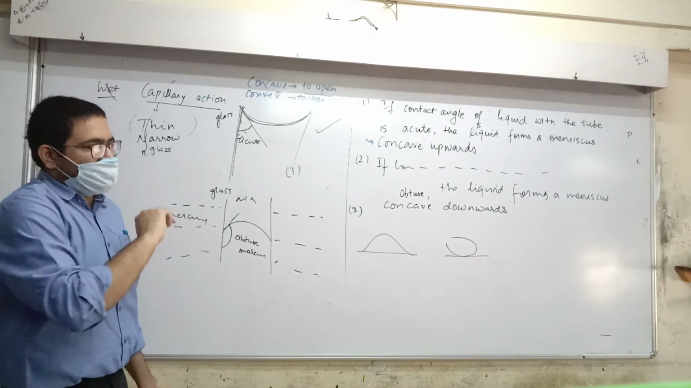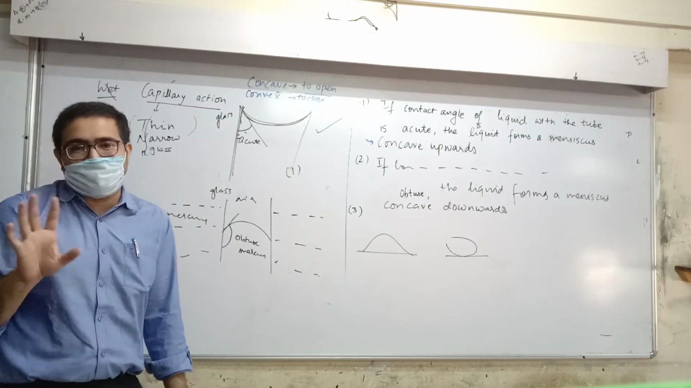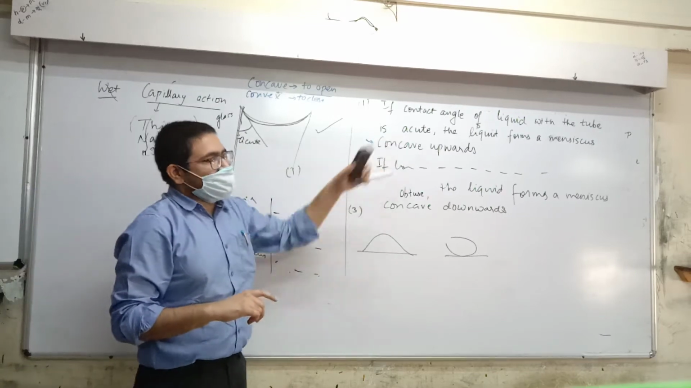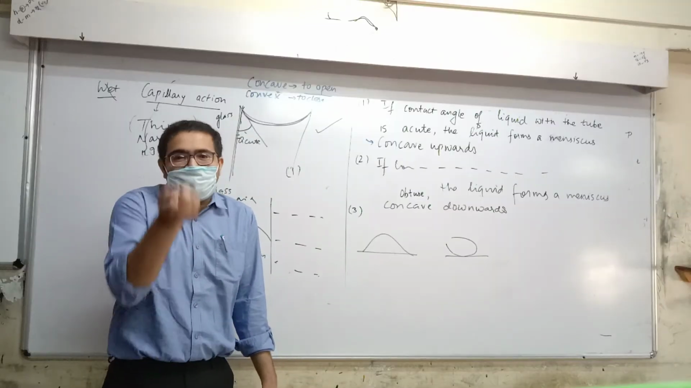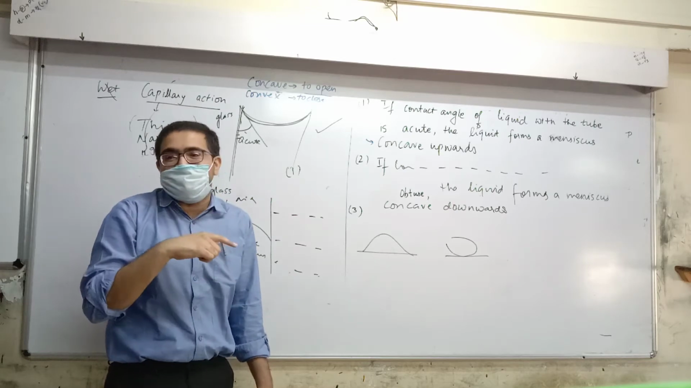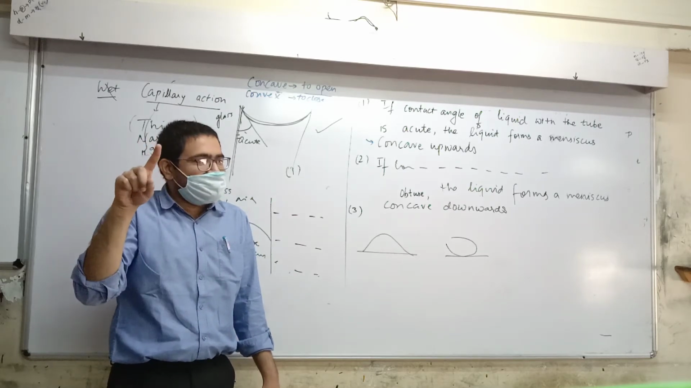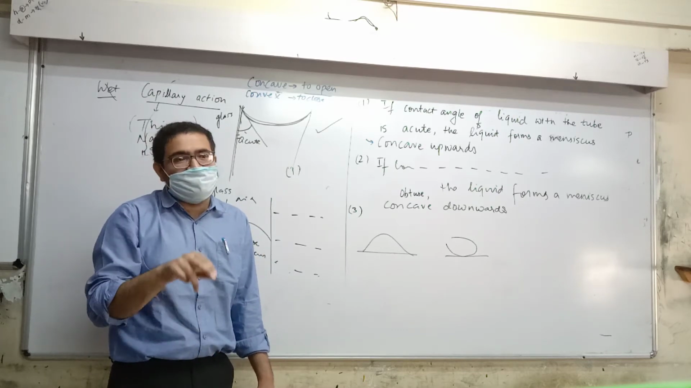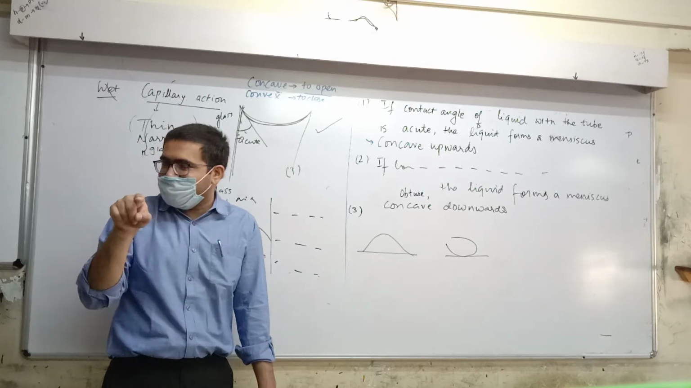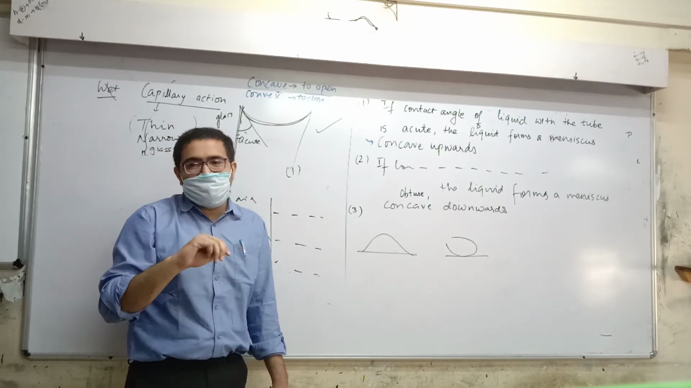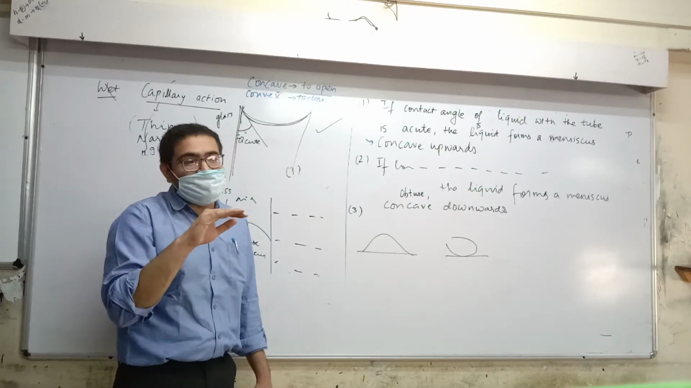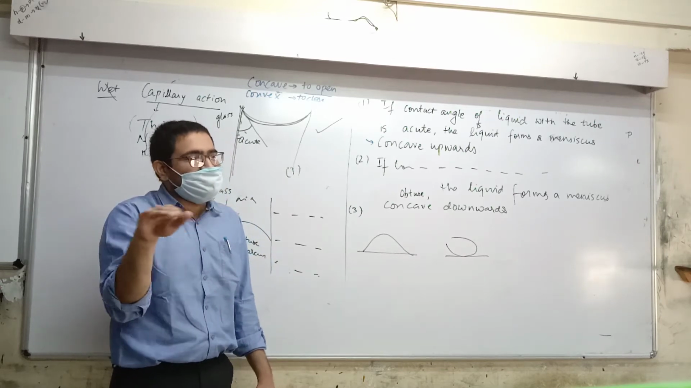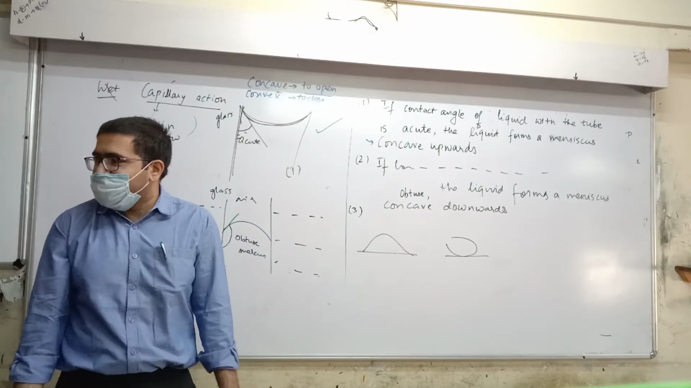So now we have talked about 6 sentences and 6 diagrams. One: if the contact angle is acute, the liquid will rise in the tube and the meniscus is concave upward. Second: if the contact angle is obtuse, then the liquid will fall in the tube and the meniscus is concave downward. Third: contact angle 90, the liquid will not rise or fall, it remains at the same level inside and outside, and the meniscus is also flat. Clear?